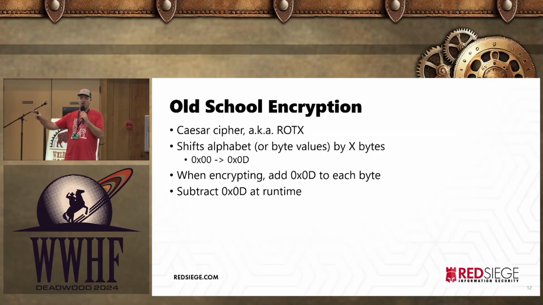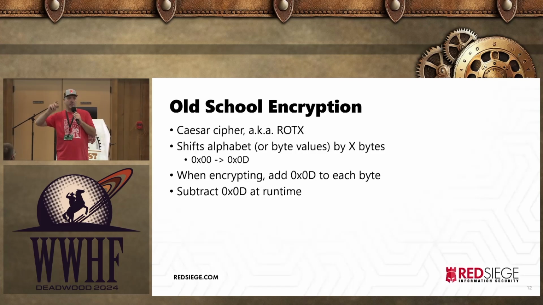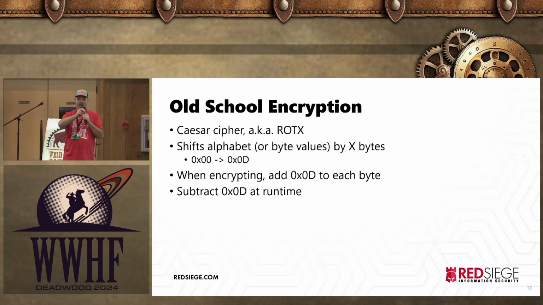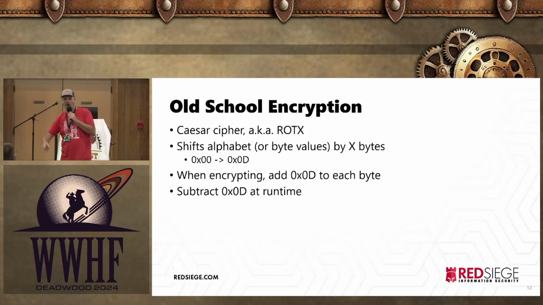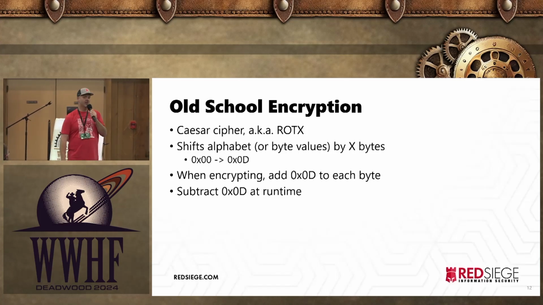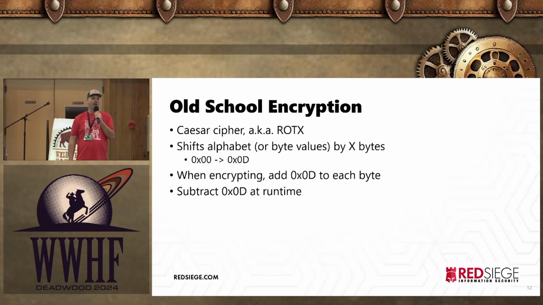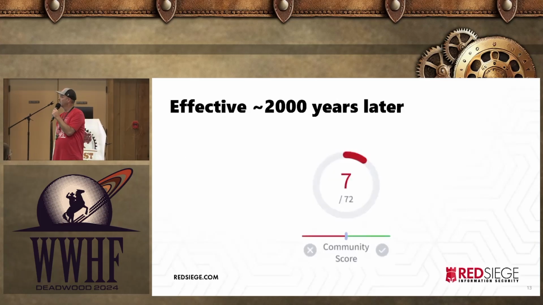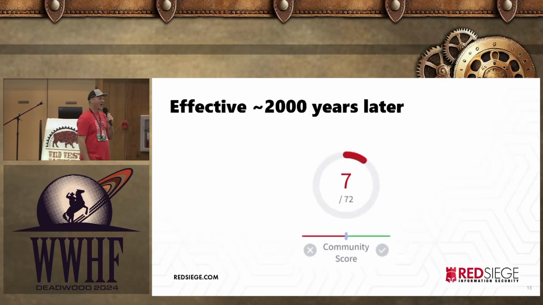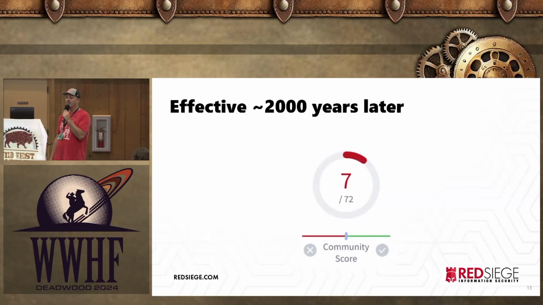If I want to use my shellcode at runtime, I take my encrypted shellcode and I subtract 13 bytes from each byte of shellcode, and now I have my regular unencrypted shellcode. Any guesses as to how well this performed? How many out of 72 engines detected ROT13? 15, 5, 2, 7. ROT13, this isn't even like ROT17 getting cute.